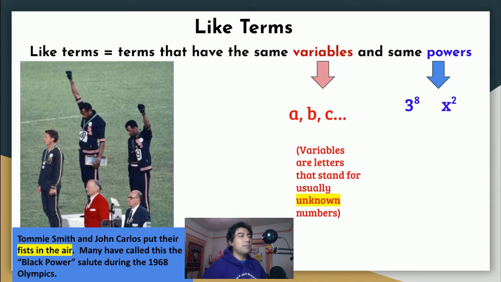The next thing we want to talk about are powers. What are powers? These are examples of powers: this is 3 to the 8th power and this is x to the 2nd power.